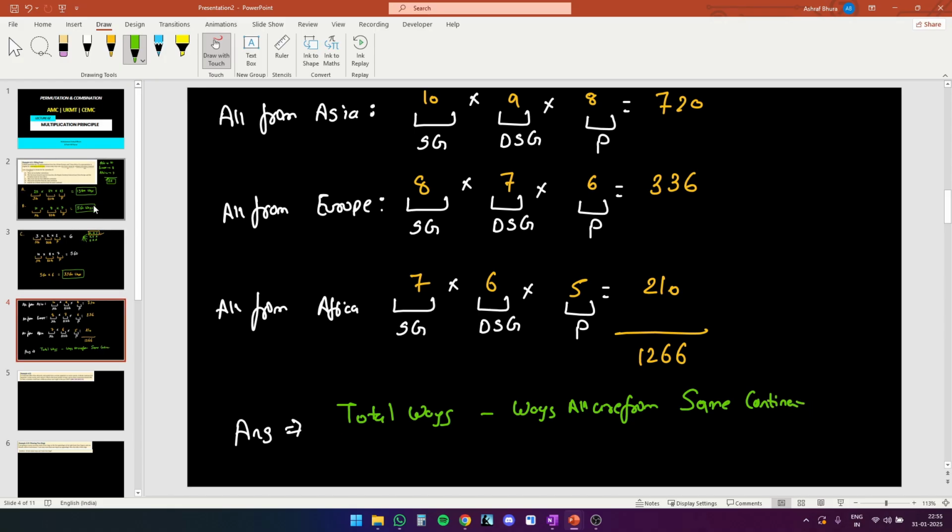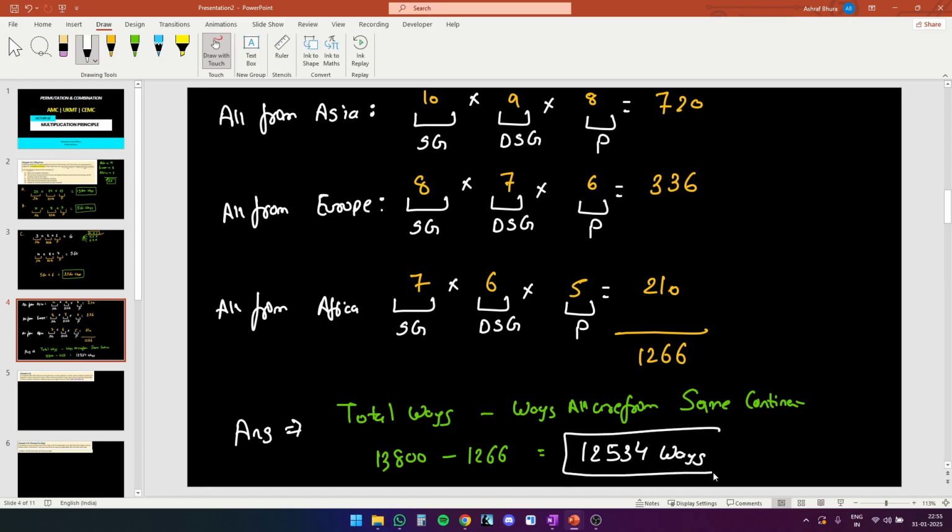So how many total ways were there? 13,800. So 13,800 ways minus what are the ways where all of the people are from the same continent? It will be 1266 ways. So 13,800 minus 1266 becomes 12,534 ways. Okay, so here we have used complementary counting to find the answer.